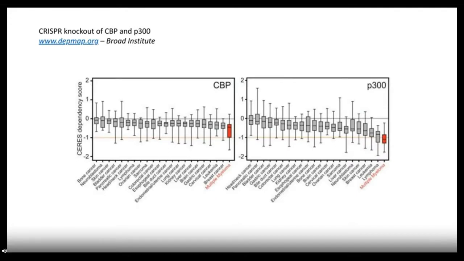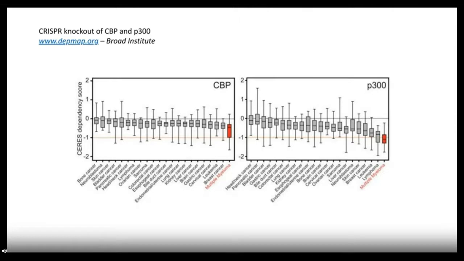So then we wanted to address, well, we're a cancer biology lab and a cancer epigenomics lab, and so what cancers may be most susceptible to a degrader of CBP and P300? And so we turned to a CRISPR knockout data set developed by the Broad Institute and the DepMap group over there, where they've done genome-wide CRISPR knockout screening across hundreds of cancer cell lines.